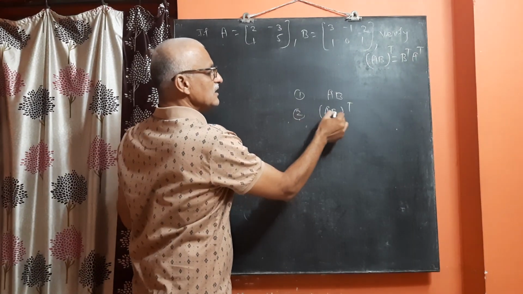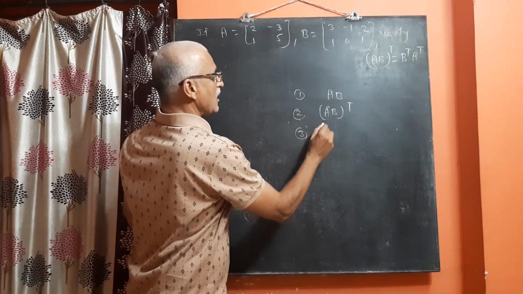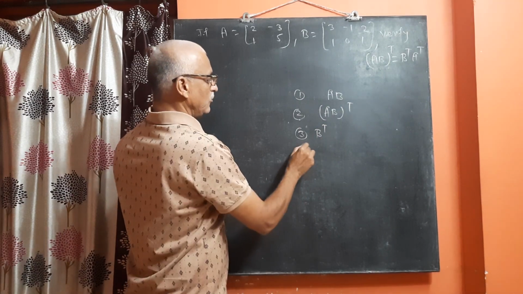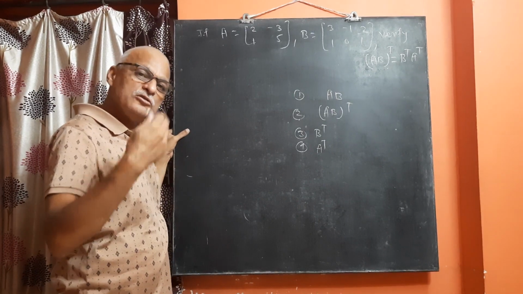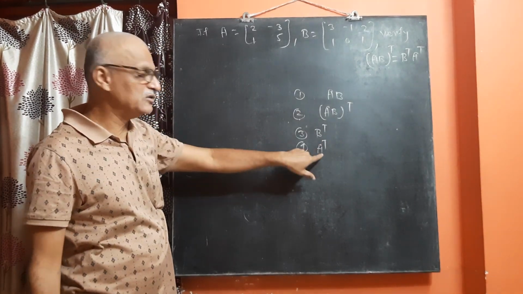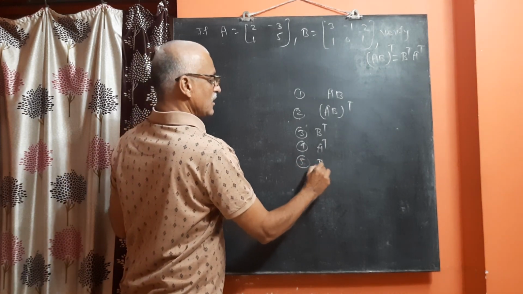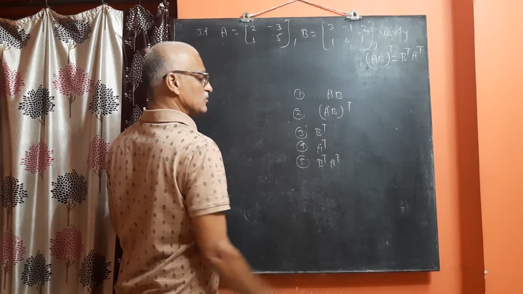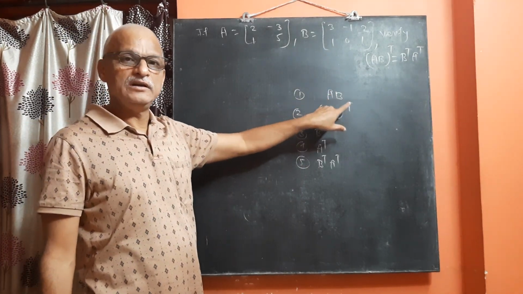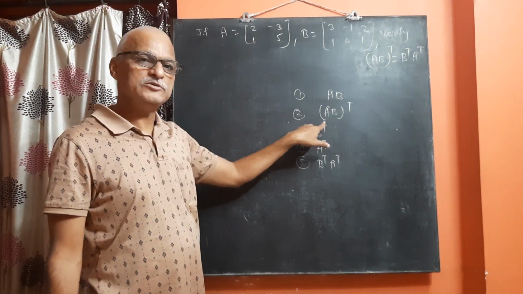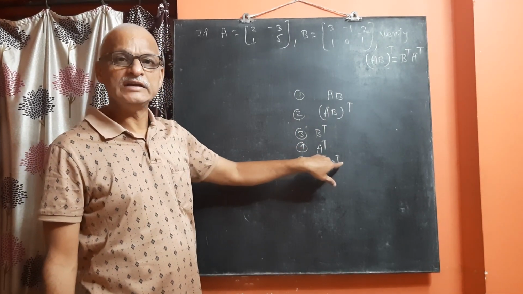Second step is to find out AB transpose. Then the third one is B transpose. Fourth one is A transpose. Those who have practiced can directly find out B transpose into A transpose as well. And the fifth one is you have to find out B transpose into A transpose. That means in all there are 5 steps. First AB, transpose of AB, transpose of B, transpose of A, transpose of B into transpose of A.